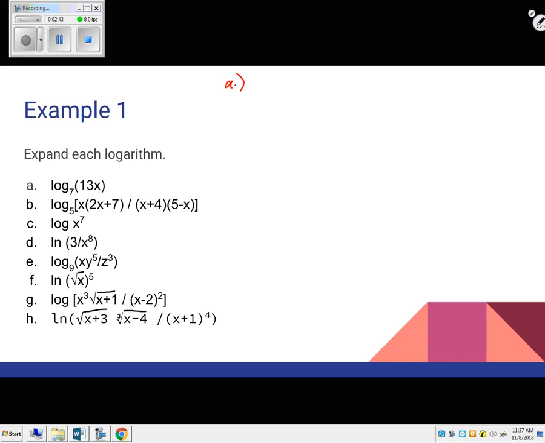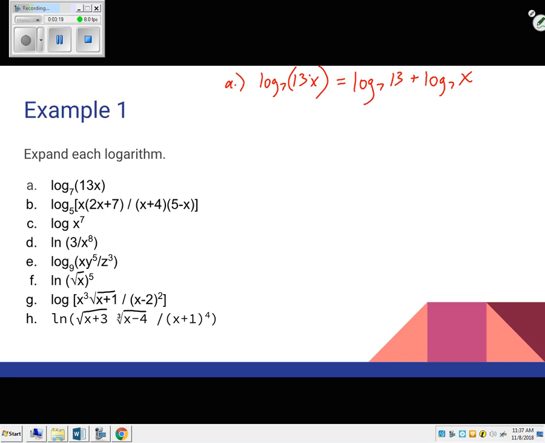And so, let's do this first one right here, log base 7 of 13x. I really want to narrow down which property I'm going to use. To narrow that down, I'm going to look at what's happening between the 13 and the x. The 13 and the x are being multiplied together. It's a product. So product property says I can just take log base 7 of the first factor and add it to log base 7 of the second factor. And that's it. That's my answer right there.